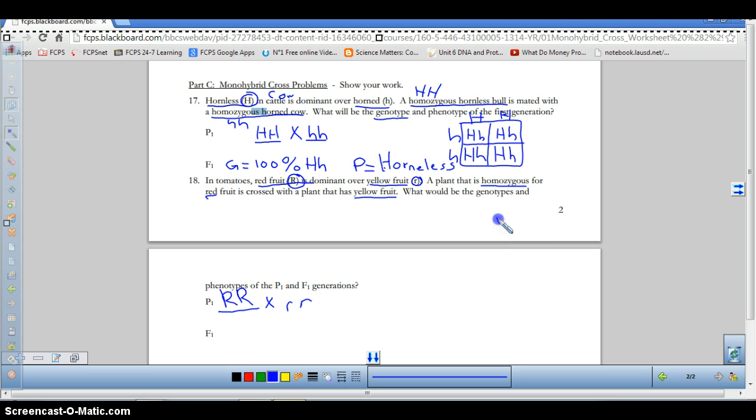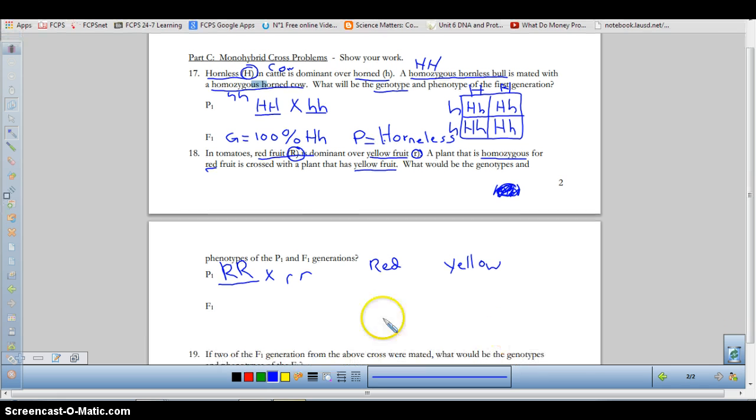Because think about it. If you have big R, little r, what kind of fruit is that going to be? It's going to be red, because red is dominant. So the only way you can get yellow fruit is if you have homozygous recessive. So the question is, what would be the genotypes and phenotypes of P1 and F1 generations? Well, here are your genotypes of P1: homozygous dominant, homozygous recessive. And your phenotypes you already know: red, yellow. Now it says, what's your F1 generation? Remember, F1 is your offspring.